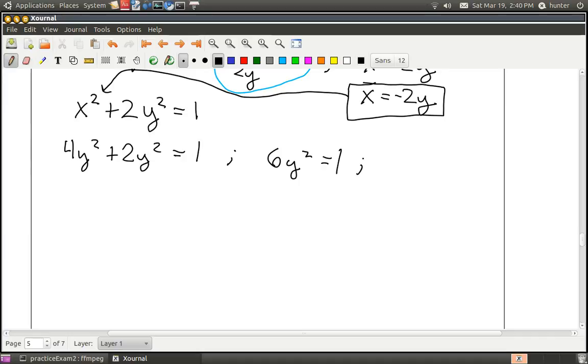And so from there it's very easy to see that y must be equal to plus or minus 1 over the square root of 6. Okay. Alright, so we're getting very close.